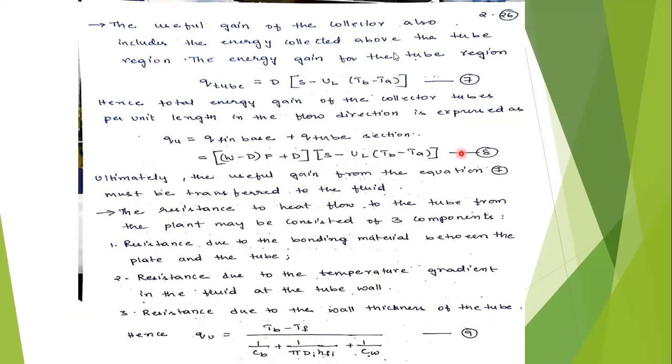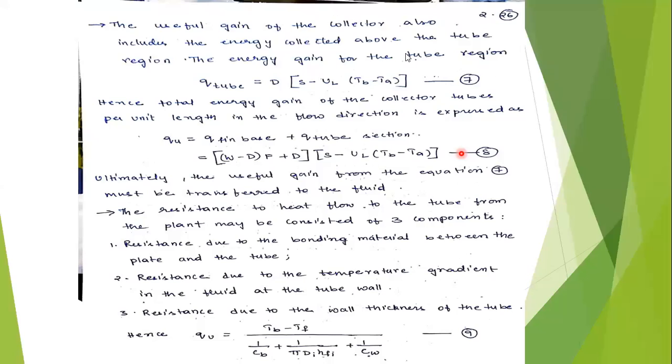What is the useful energy we are gaining? In equation 7, it has to be transferred to the fluid that is passing in the tubes. But there is some resistance to heat flow to the tube from the plate. This resistance is mainly of three types.